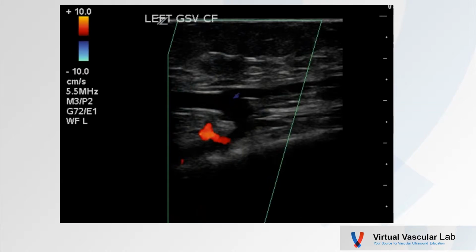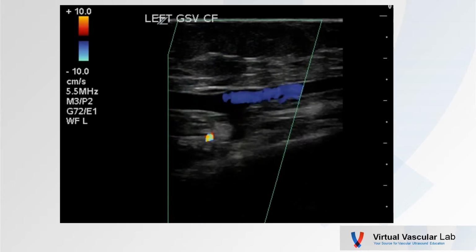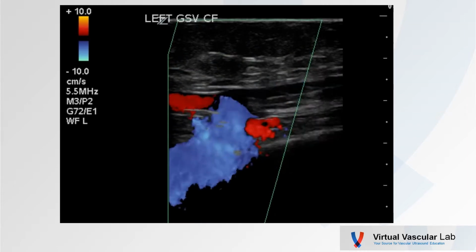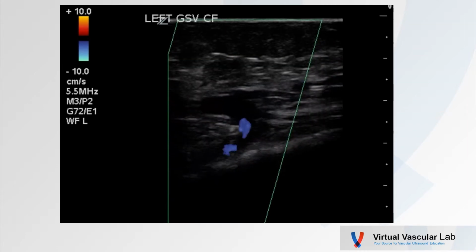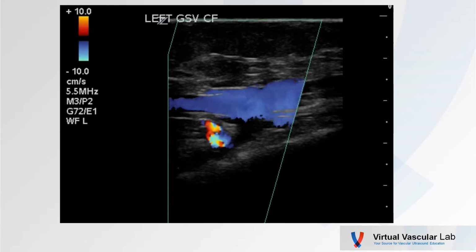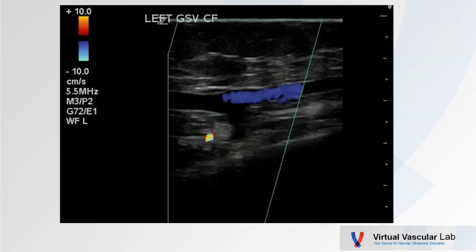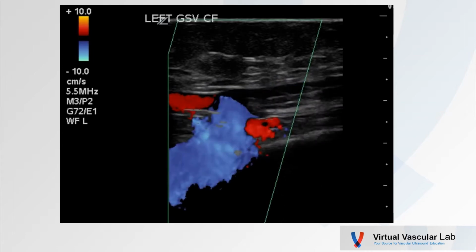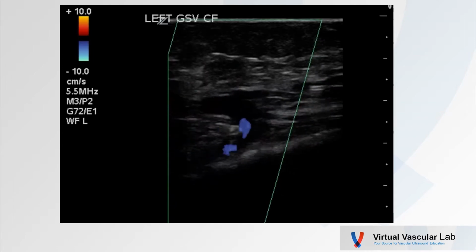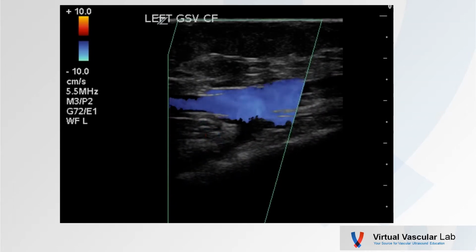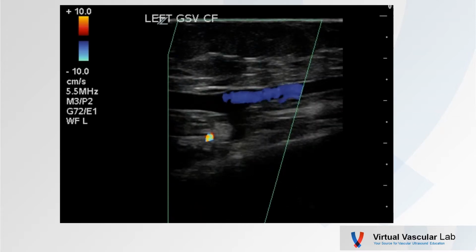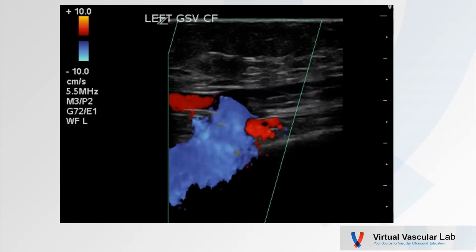So I'm going to show you a little video clip here. We'll start out with a distal augmentation, and you can see flow through the great saphenous going cephalad, and then upon release, you see reflux through the proximal portion of the vein, but then re-entering the deep system via that perforator.